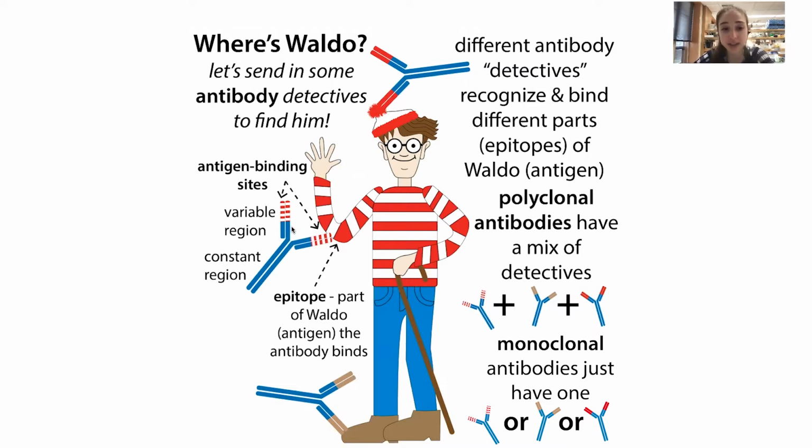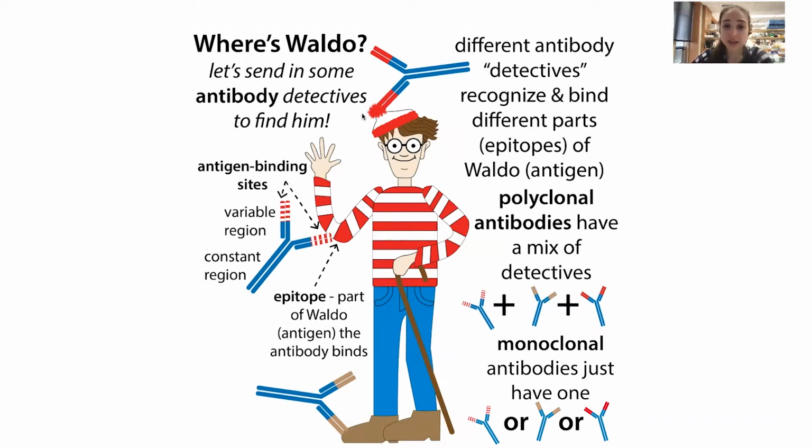And at the tips of the constant regions are these variable regions. And these variable regions are going to vary, and they're going to be the place that actually recognizes the specific thing. So different variable regions can recognize different places on your antigen. The antigen is the thing that the antibody binds to. So in the variable region are these antigen binding sites that are going to bind to an epitope on the antigen. The specific part of the antigen where the antibody is binding is called the epitope.